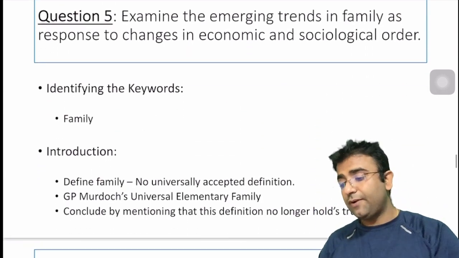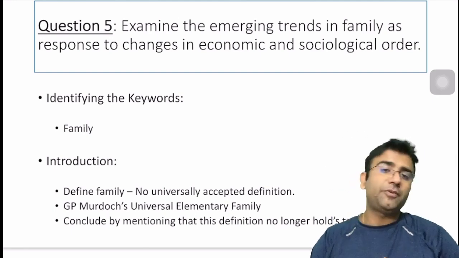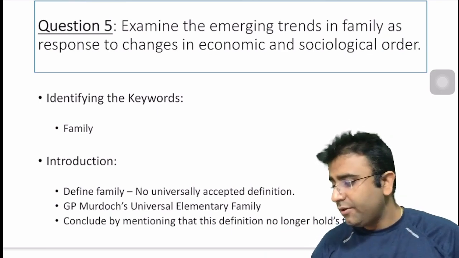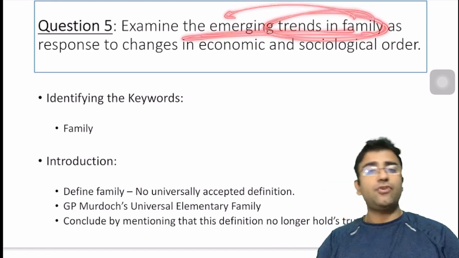Let's look at question number 5. Examine the emerging trends in family as response to changes in economic and social order. बहुत simple question. So what is the keyword here? Family or change in trends in family.